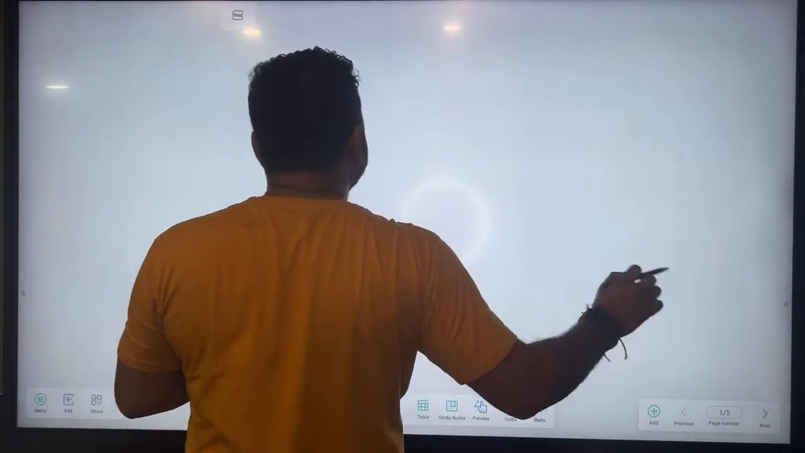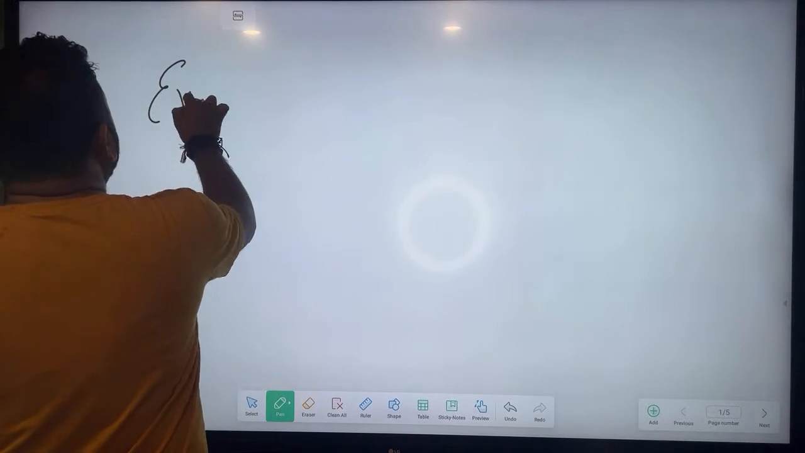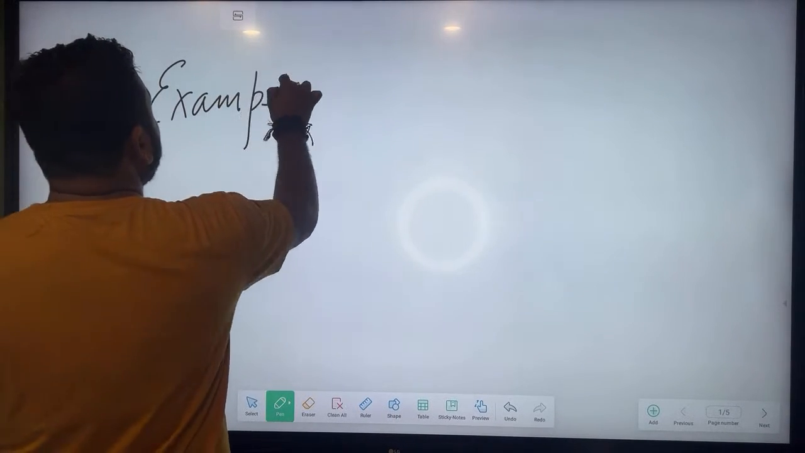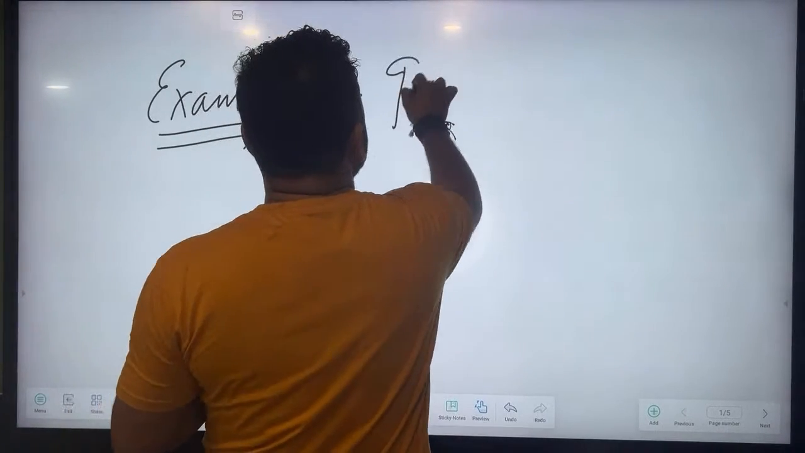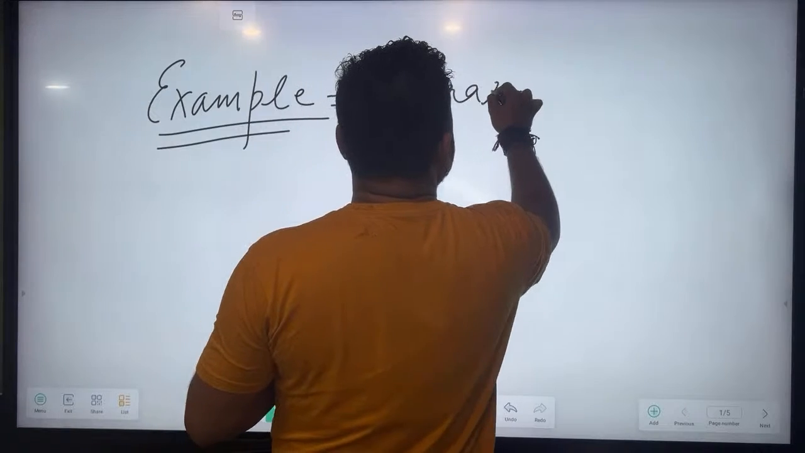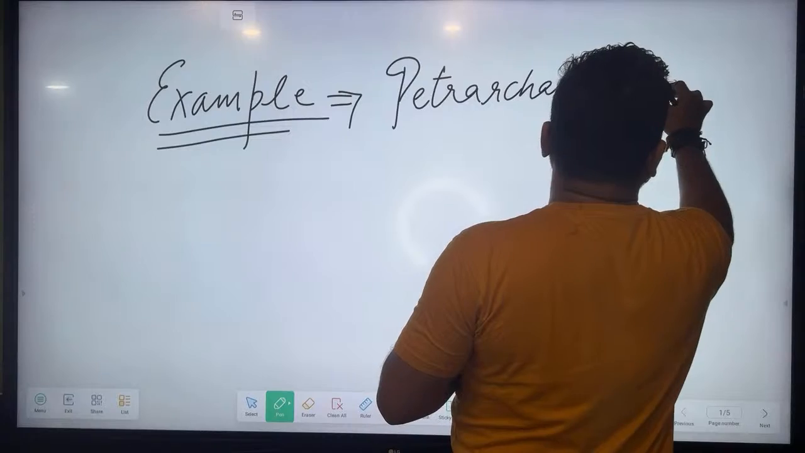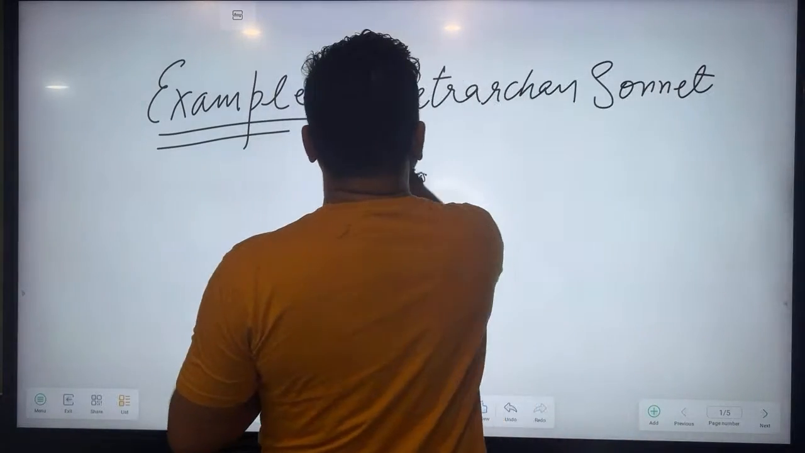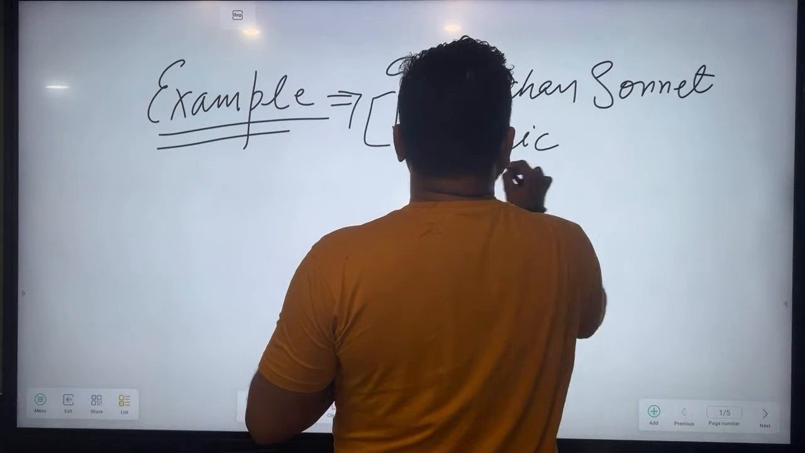Now, let's take some examples so that you understand. Example of Petrarchan sonnet. Example of Petrarchan sonnet, also called Miltonic sonnet.